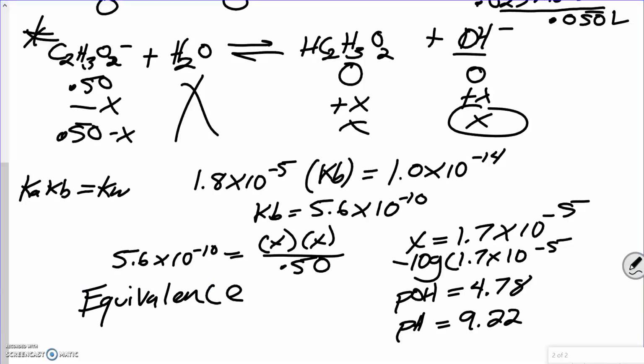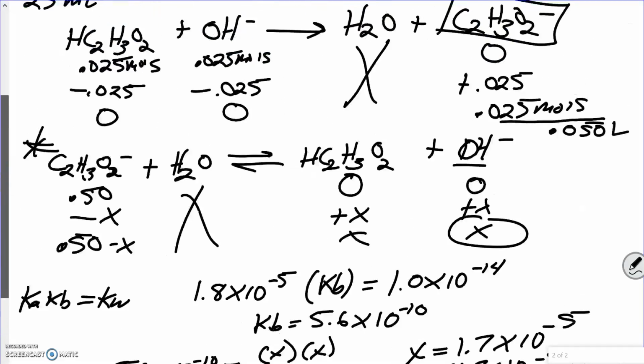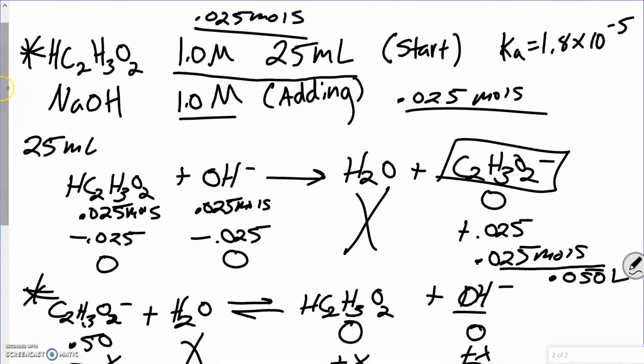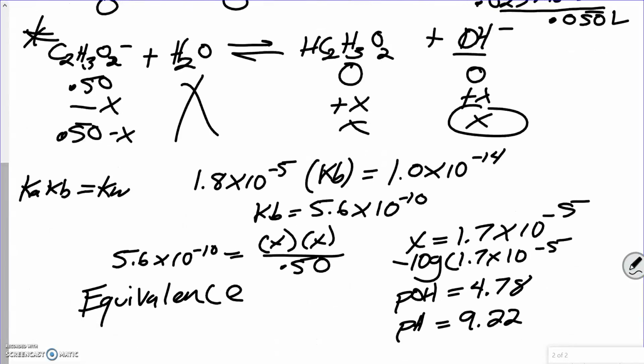So we've done the midpoint, we've now done the equivalence point. The only thing that's really left is to look at after the equivalence point, which we'll do in the next video. So far what we've done is the initial point, an in-between random point, the midpoint, and the equivalence point. Hopefully this is helping. Thanks, guys.